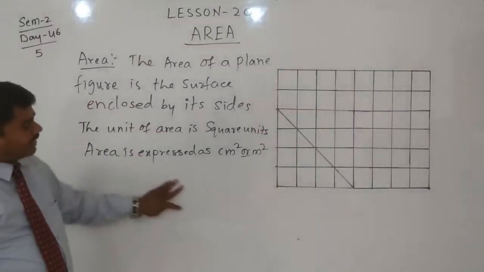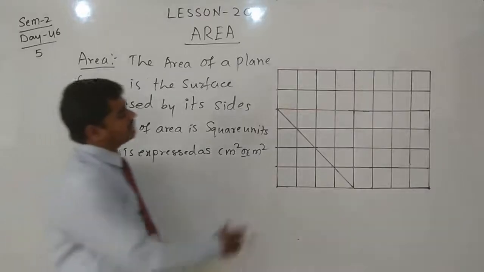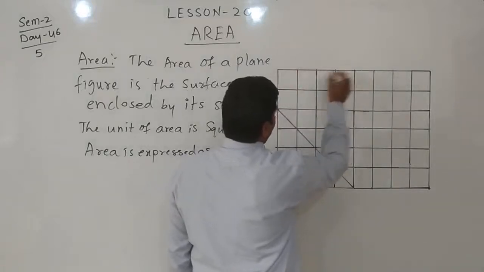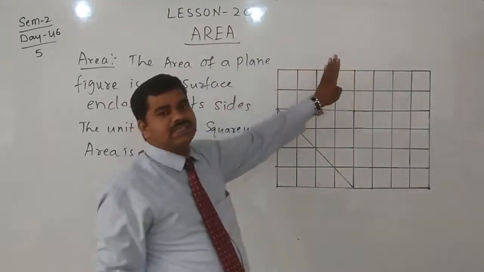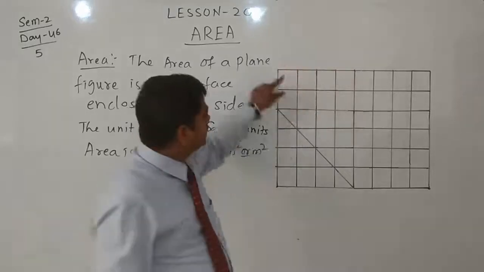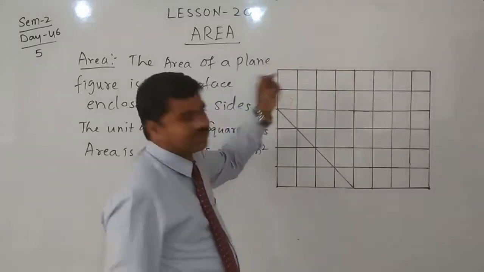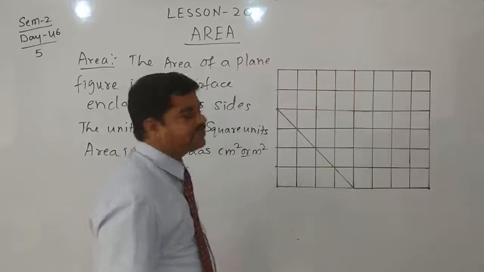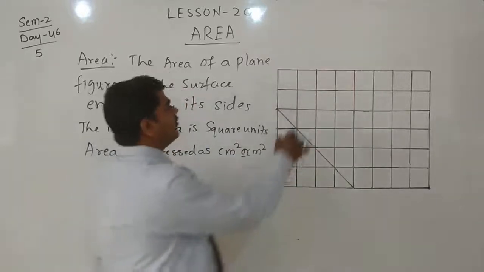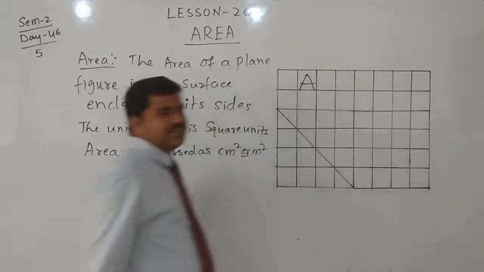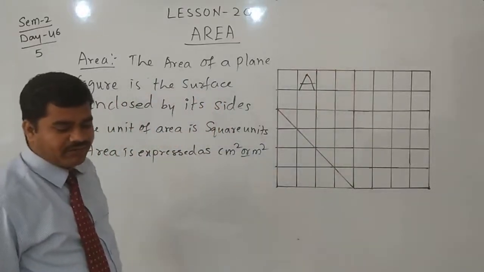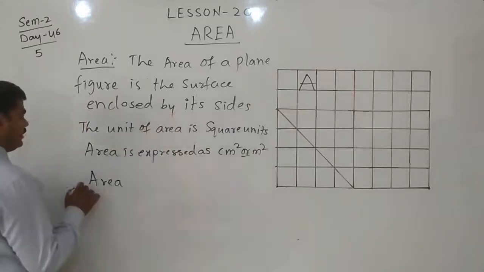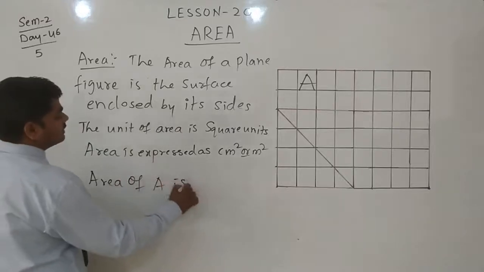Yes, we can find the area of this square and rectangle. First we will take the area of this rectangle from here to here. Each square has a side of 1 centimeter. Here this is 1 centimeter, this is 1 centimeter. Then we find the area in square units only. How many squares are there? We will name this rectangle A. Then find the area of A. In this example, area of A is 8 square units.